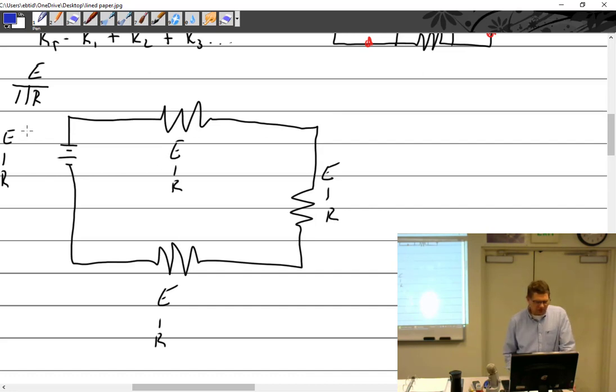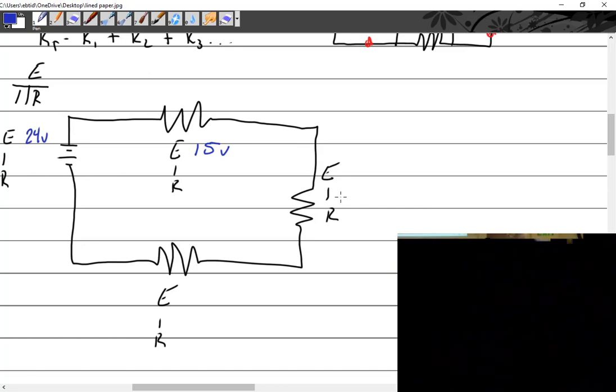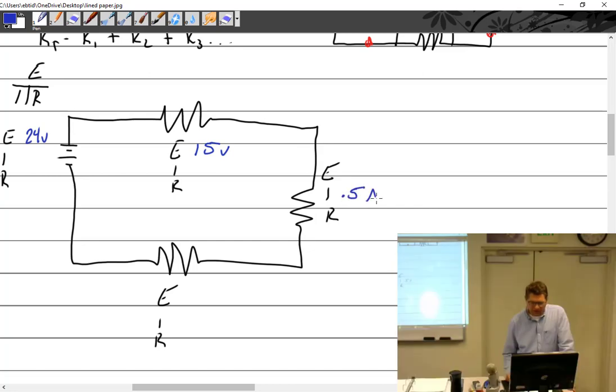So if I said that this is 24 volts, and this is 15 volts, and this is 0.5 amps, and this can be 8 ohms. Now, this is pretty difficult. Actually, it's quite easy once you know the pattern. Can you solve something like this and fill out everything for E, I, and R for each one of these? Okay, I know you can, but let's work this one together as a class.